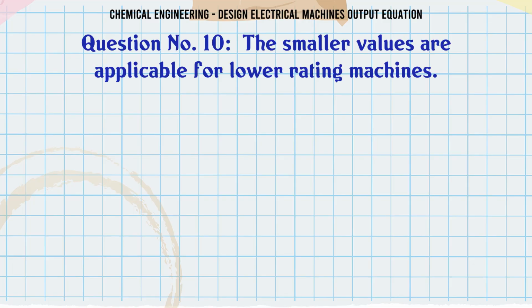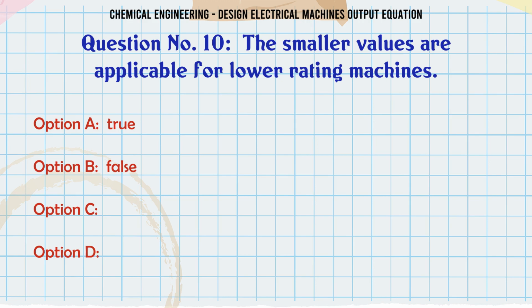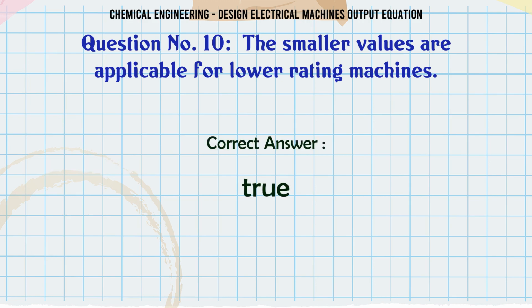The smaller values are applicable for lower rating machines. A: true. B: false. The correct answer is true.